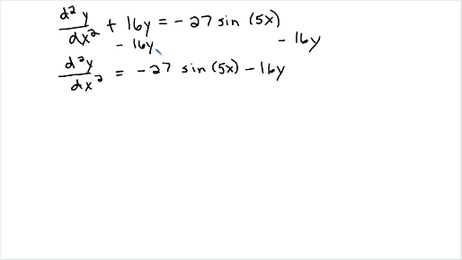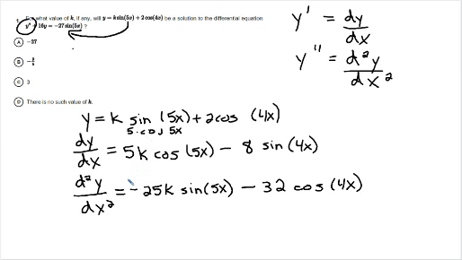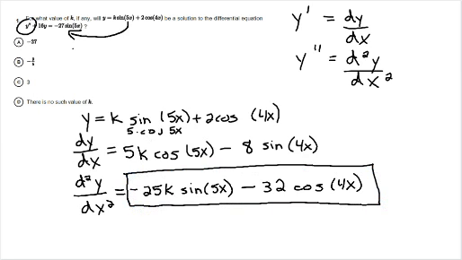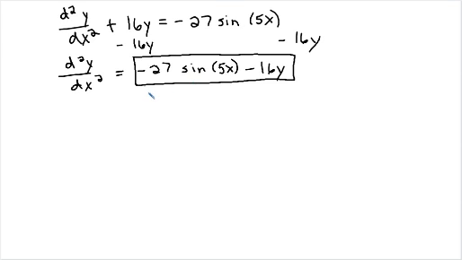So look what I have here. I have this expression, and I have this expression, that are both equal to the second derivative. So I can set them equal to each other. And that's what we're going to do. We're going to set this thing equal to this thing, and that will allow us to solve for k.